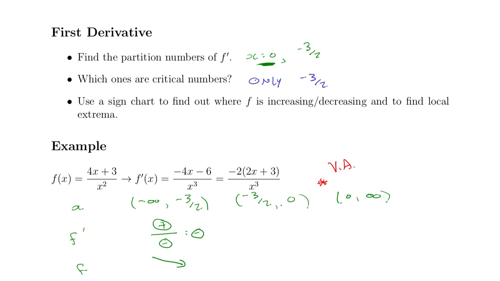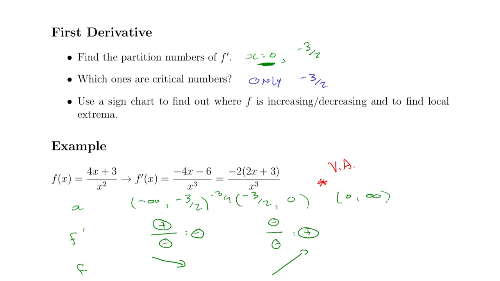After that, I can pick a number like maybe negative 1 in between these two things. And I'll throw negative 1 into that. That gives me positive 4 minus 6. That's a negative, over negative 1 cubed. That's a negative. Negative over a negative is positive. So that means our function is going to be increasing.